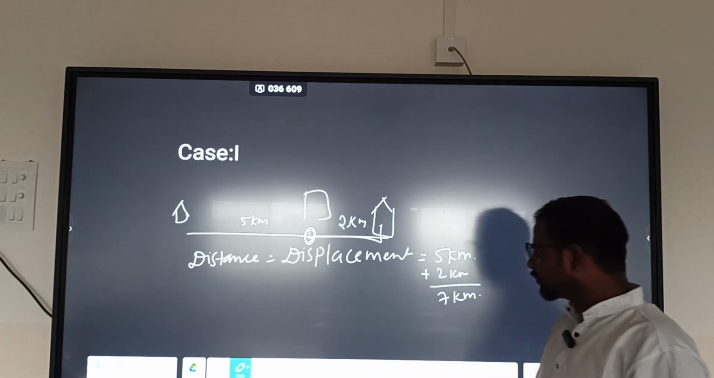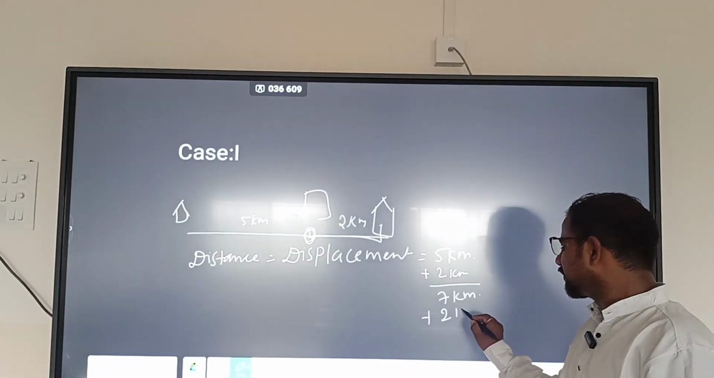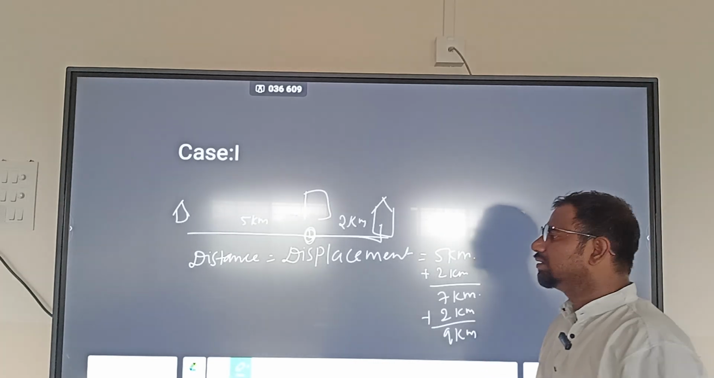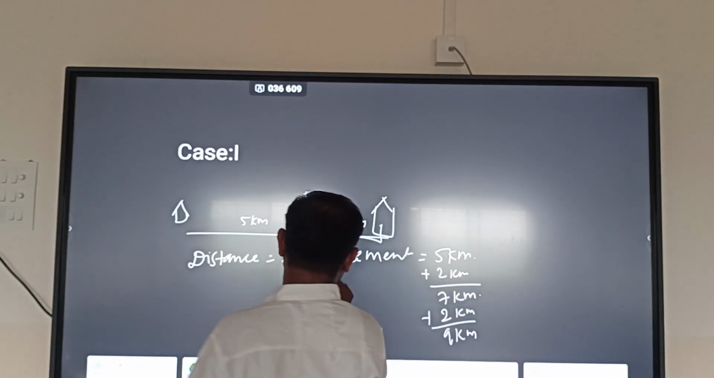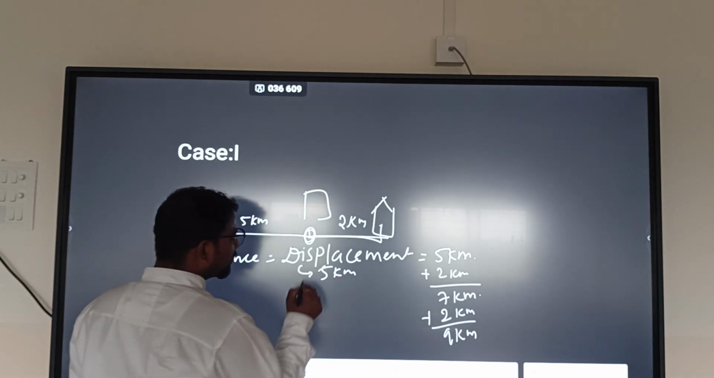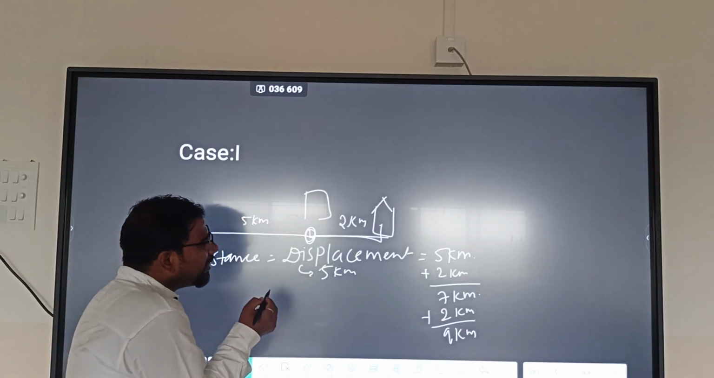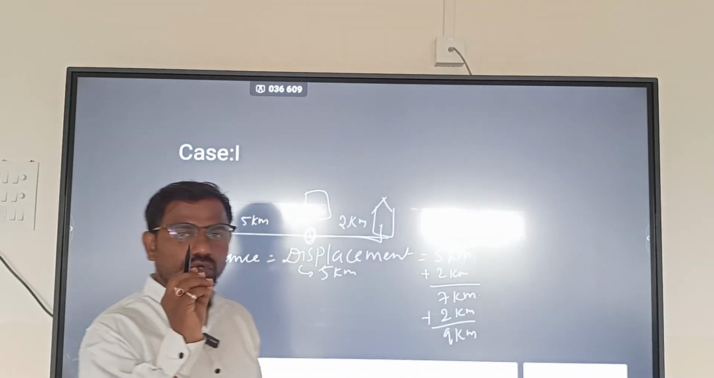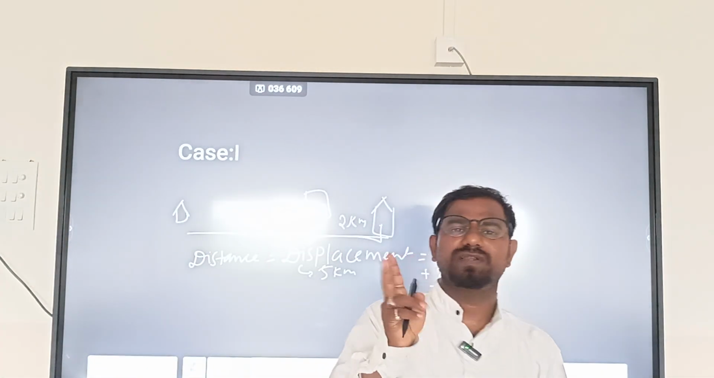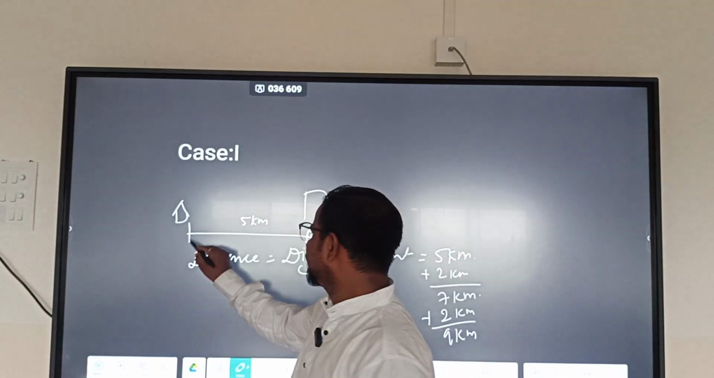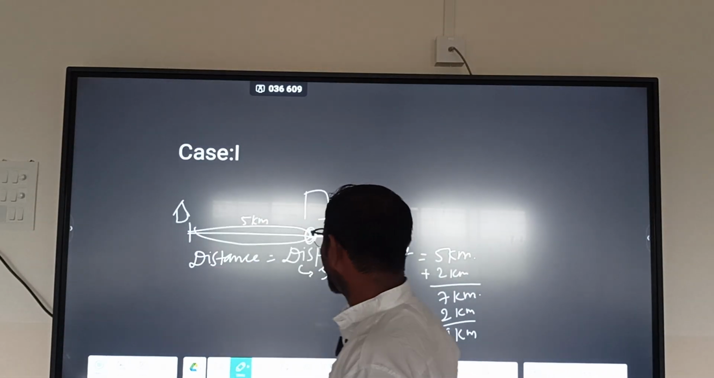He comes to his school, the distance is further 2 kilometers, so 9 kilometers in total, but displacement is only 5 kilometers. Displacement is 5 kilometers. Why? Displacement is the shortest path covered between any two endpoints. This is the simple thing, the shortest path, 5 kilometers only.